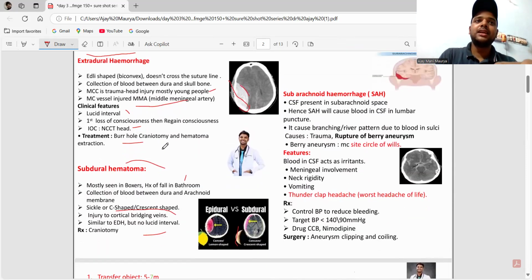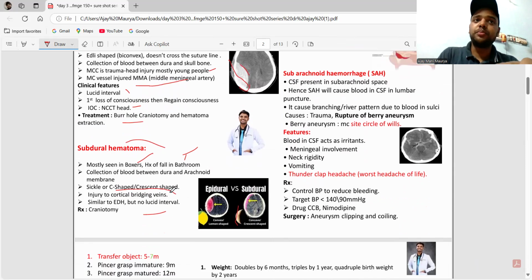If they give the history as a boxer or a bathroom fall, this is a crescent shape, injury to the cortical bridging veins. Treatment is craniotomy.